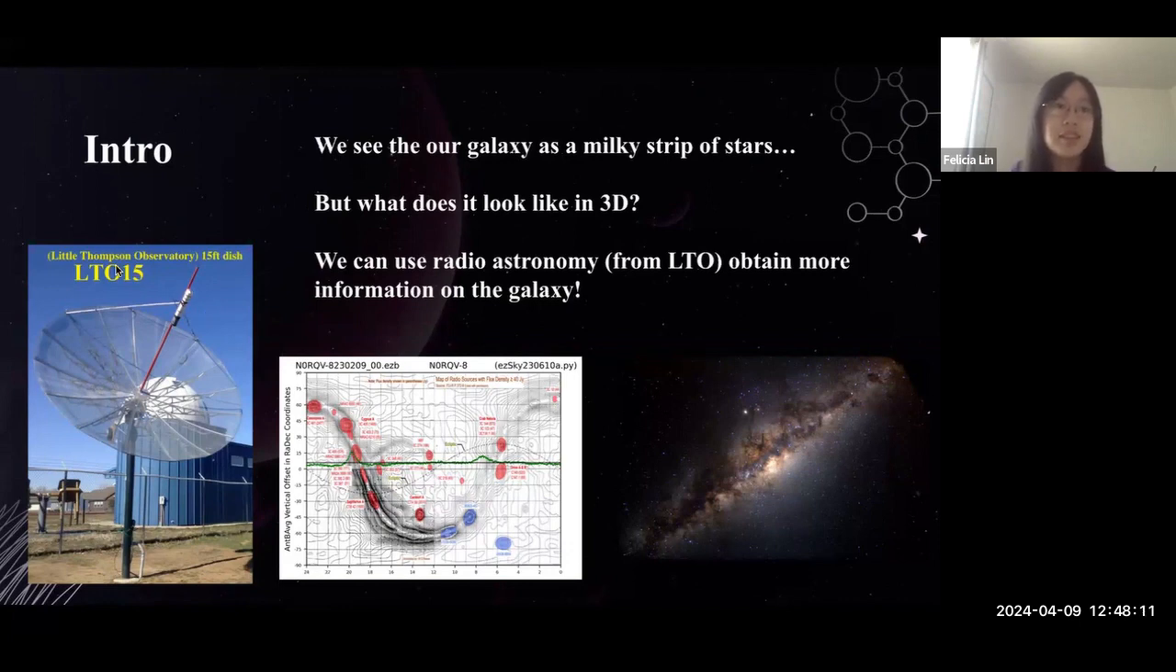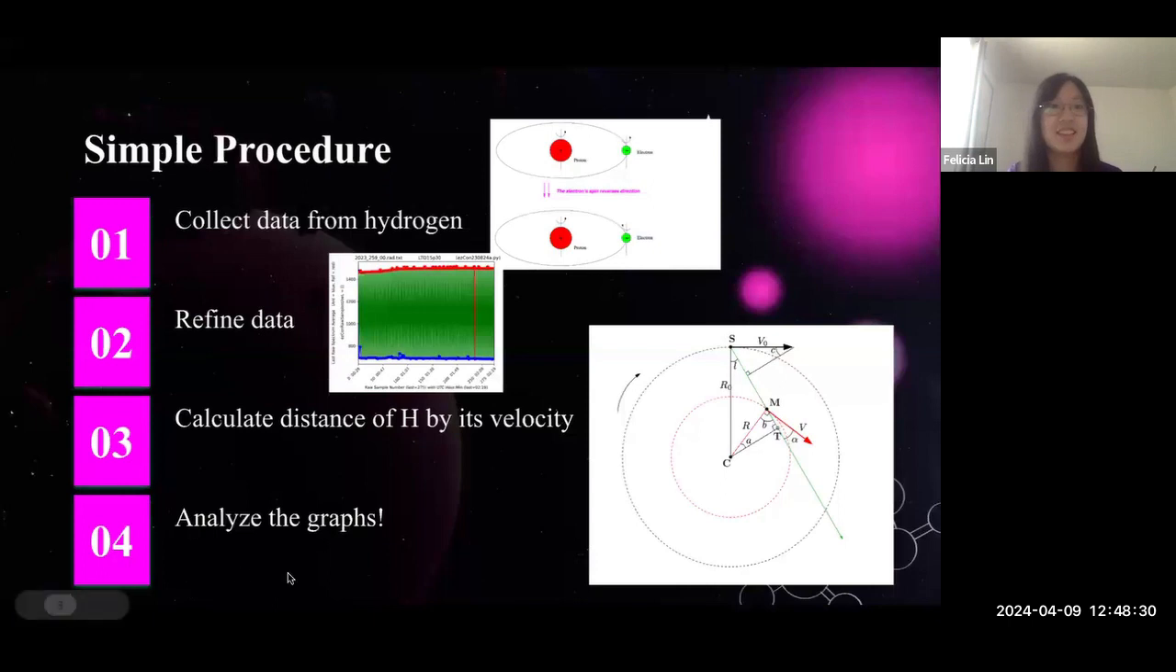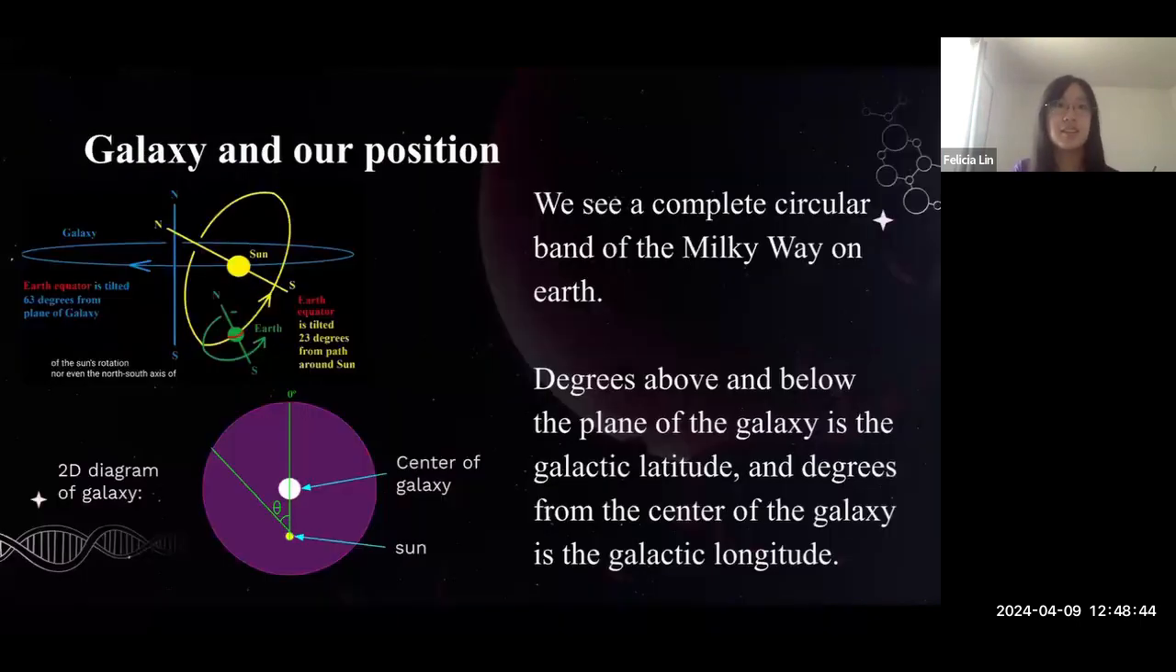We use the Little Thompson Observatory 15 dish antenna to collect data on several different longitudinal galactic degrees. The simple procedure is to collect data from hydrogen, then refine the data, then calculate the distance of the hydrogen clouds by their velocity, and then analyze the graphs.